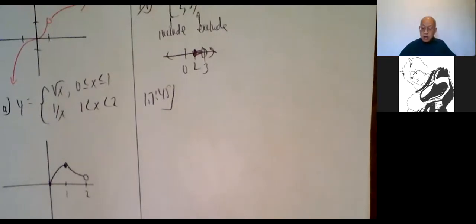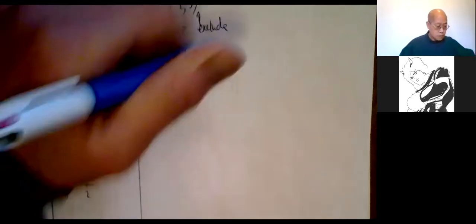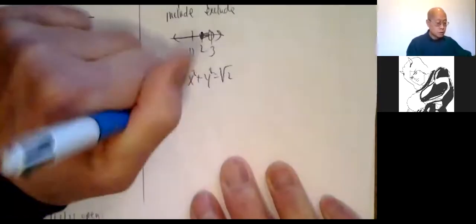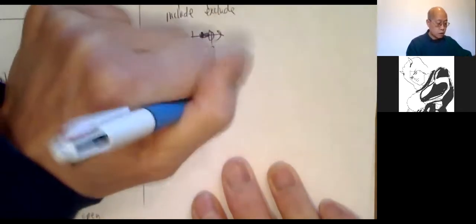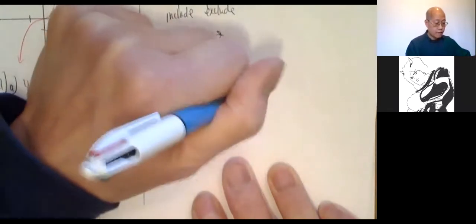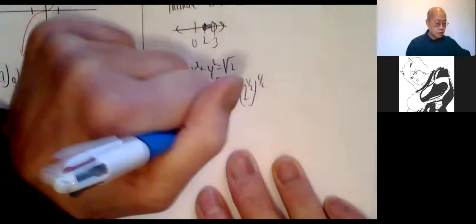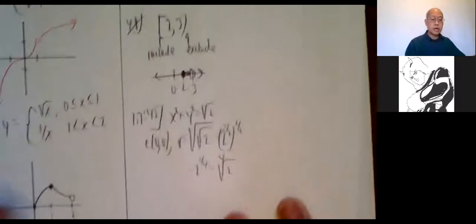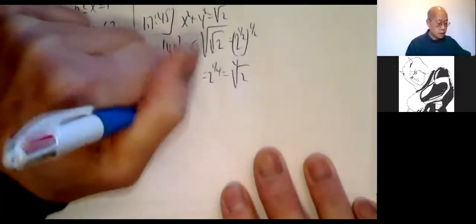1.745. X squared plus y squared equals square root of 2. Okay, so the center is the origin. The radius is the square root of this number, square root of the square root of 2. And you might recall this means 2 to the 1/2 to the 1/2, which is 2 to the 1/4, which means the 4th root of 2. Okay, so the center is the origin, and the radius is the 4th root of 2.